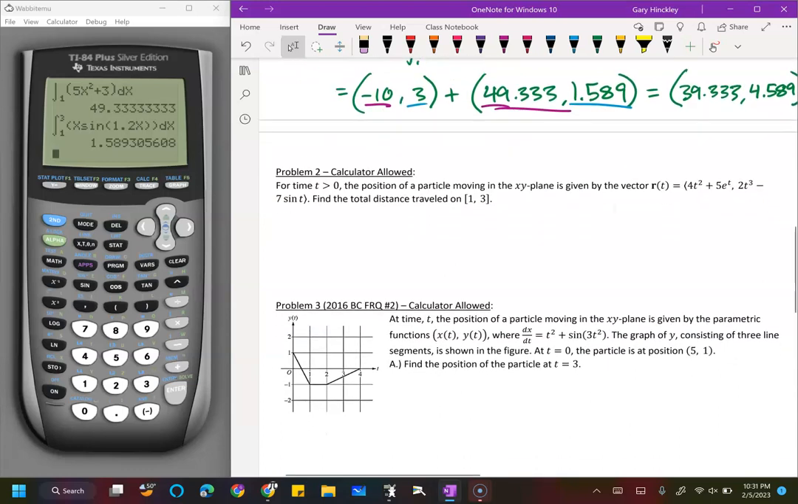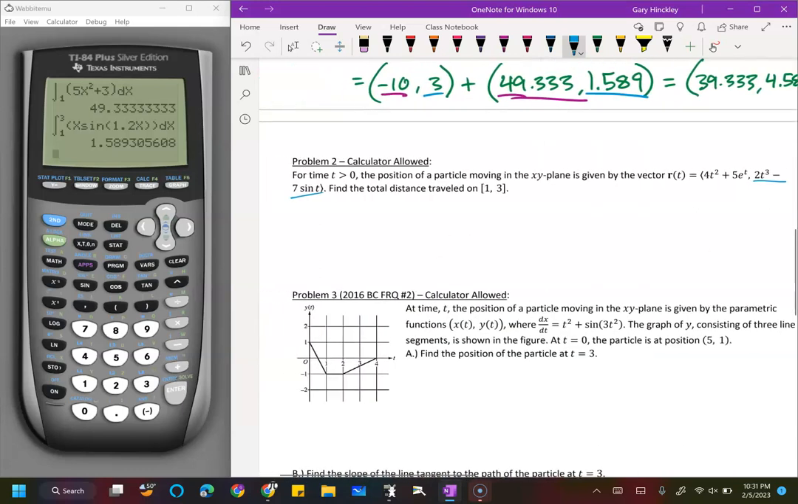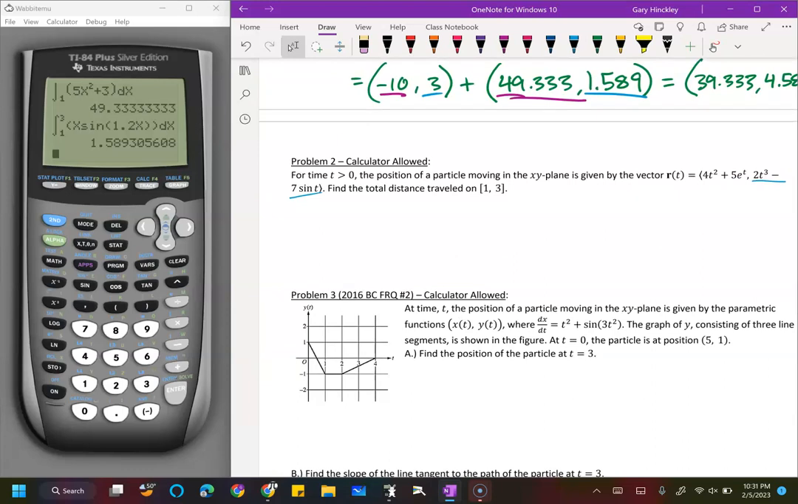All right, so we have the next one here. For time is greater than 0, the position of a particle moving in the xy plane is given by the vector given here. We'll see some is actually cut off to the next row, which would have liked to have not happened, but it is what it is. Find the total distance traveled. So remember, our total distance is actually, in this case, going to be our arc length. So that's going to be the total distance.